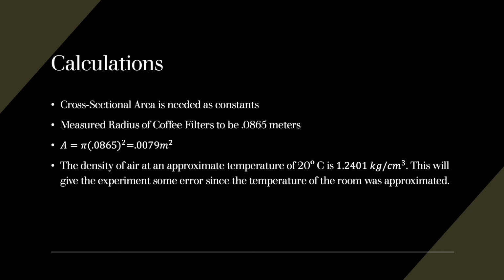There are a few notes that need to be made for our calculations. For example, the cross-sectional area is needed. The radius of the coffee filter was measured to be 0.0865 meters, which has an area of 0.0079 meters squared, as well as the density of air. This had to be considered. Because it was difficult to find the density of air of the room used, we approximated the temperature at 20 degrees Celsius, which gives us a density of air of 1.2401 kilograms per centimeter cubed. This will give the experiment some error since the temperature of the room was approximated.